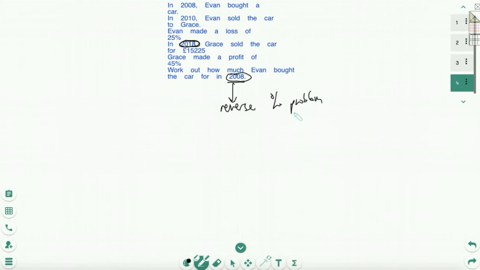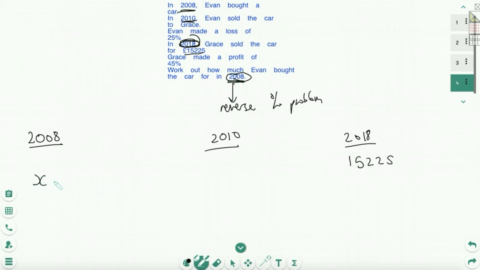So whenever we do a reverse percentage problem, let's draw our timeline. And this time we actually have 3 time periods. We have 2008, 2010, and 2018. So let's do that. 2008, 2010, and 2018. And let's fill out what we know. Well, we know the price of the car in 2018, which is £15,225. We're trying to find the price in 2008. That's our unknown. And we know that when Evan sold the car to Grace in 2010, he made a loss of 25%.